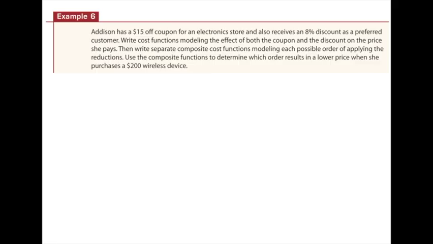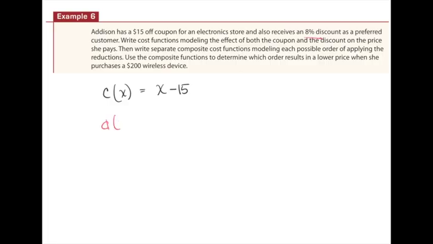Okay, so we have two things going on. The first cost function that we're going to look at is her coupon. So we'll just label that with a C. That will be our coupon function. Her coupon is $15 off. So if the normal price is X, what's her new price going to be? Well, that's X minus 15. Okay, so then let's look at her discount.